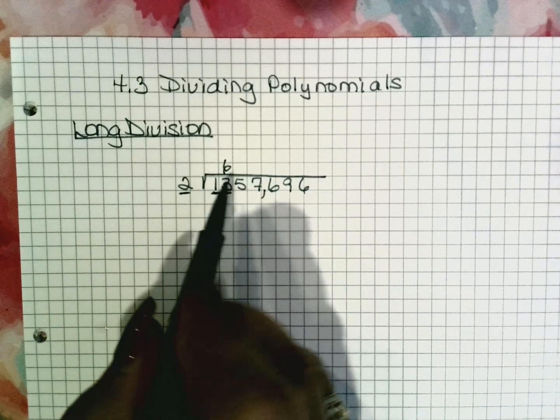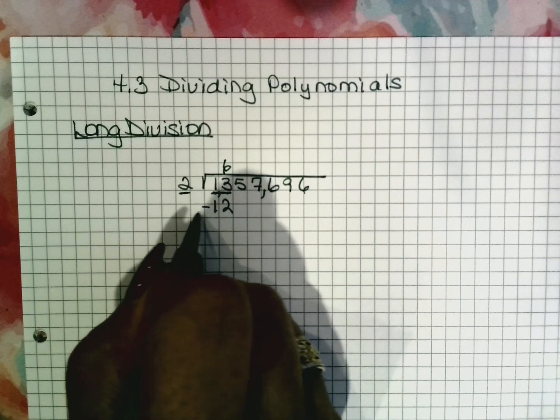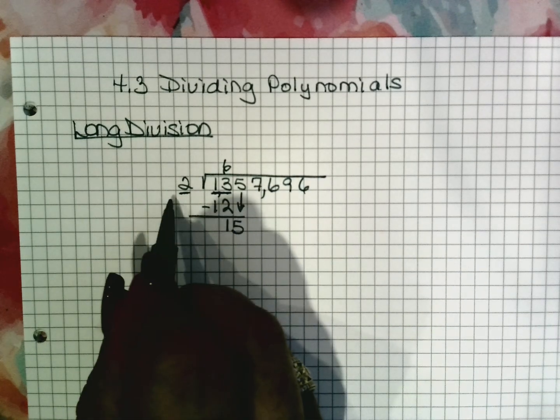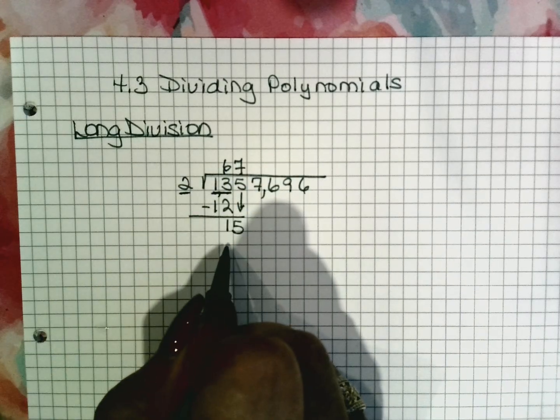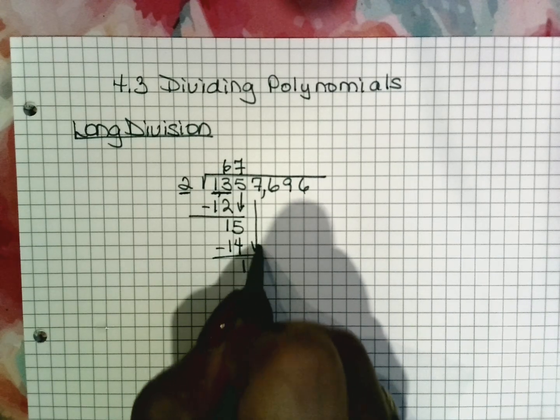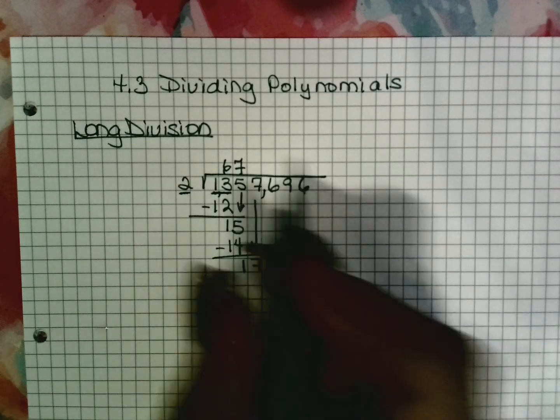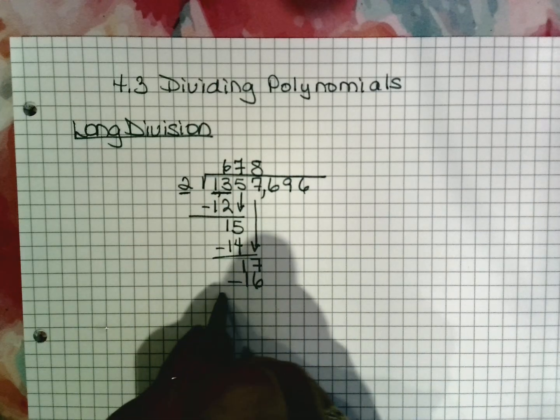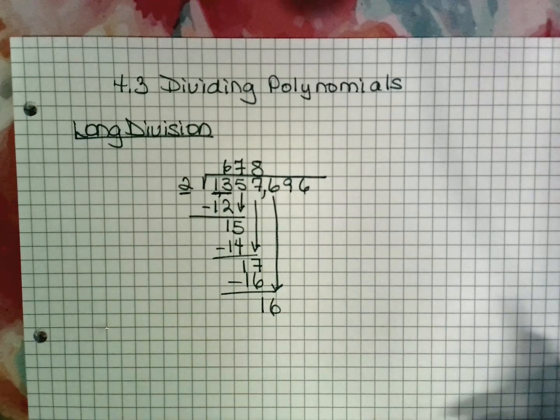Notice that the 6 goes over the 3 in the 13. 6 times 2 is 12. We subtract. You get 1 and you bring down the 5. 2 goes into 15 7 times. 7 times 2 is 14. You're going to have a remainder of 1. Bring down your 7. 2 goes into 17 8 times. 8 times 2 is 16. Subtract, you get 1. Bring down your 6.